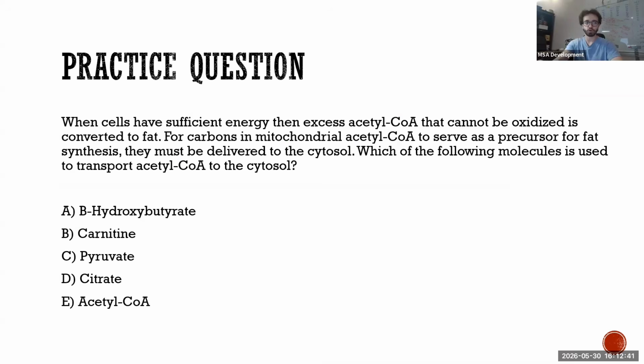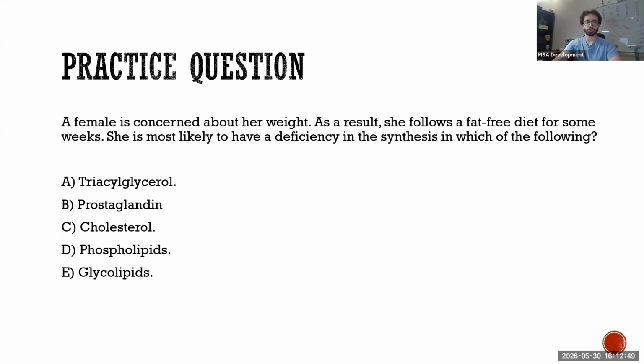Okay? So, for this question, it's asking you what molecule transports acetyl-CoA to the cytoplasm? We already said it's citrate. Second question, I'll give you the chance to pause it. This woman basically has a fat-free diet. What deficiency could she have? She doesn't get a lot of fatty acids. What molecule depends on the fatty acids that come from outside? We said prostaglandins through eicosanoids, which are linoleic acid and linolenic acid.